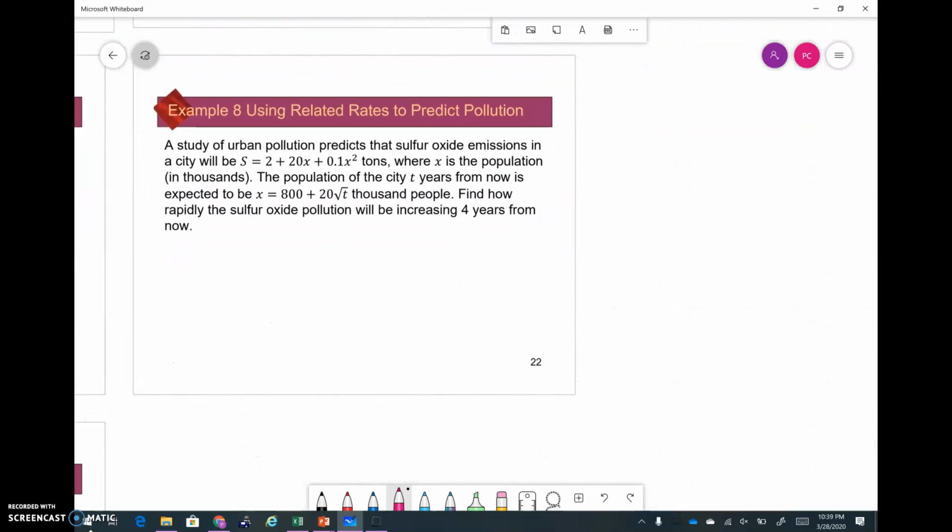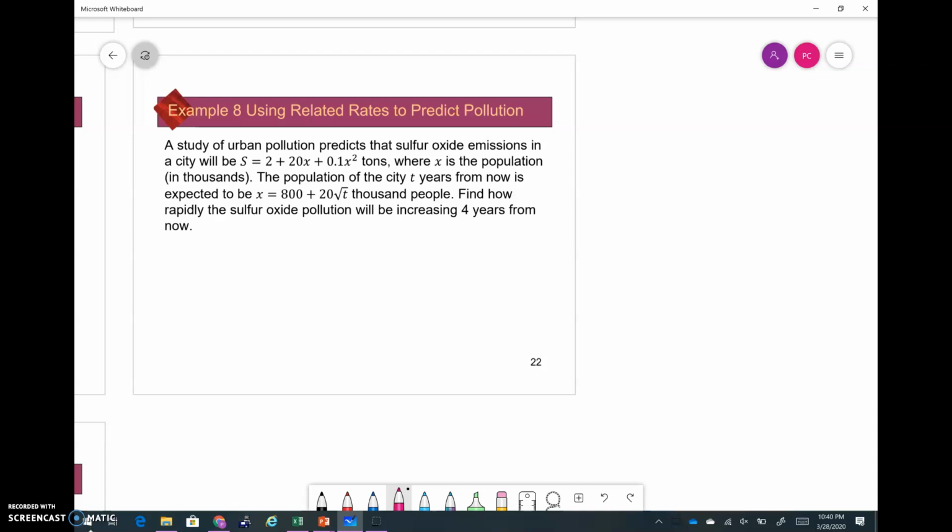Okay, so in this one, we weren't given all the numbers outright. We're going to have to find some things. So let's read it. We have a study of urban pollution that predicts that sulfur oxide emissions in a city will be S equal to 2 plus 20x plus 0.1x squared tons, where x is the population in thousands. The population of the city T years from now is expected to be x equal to 800 plus 20 square root of T thousand people.